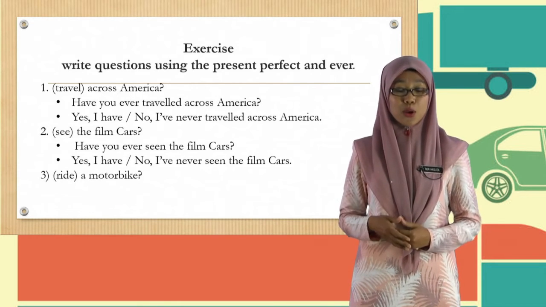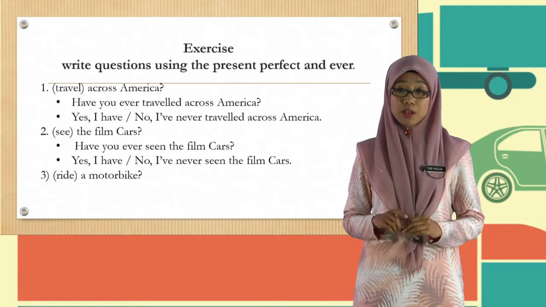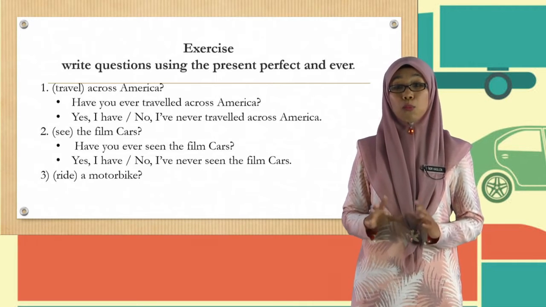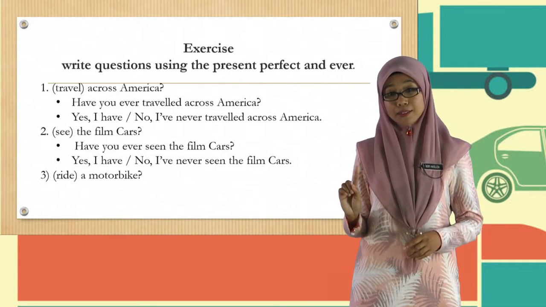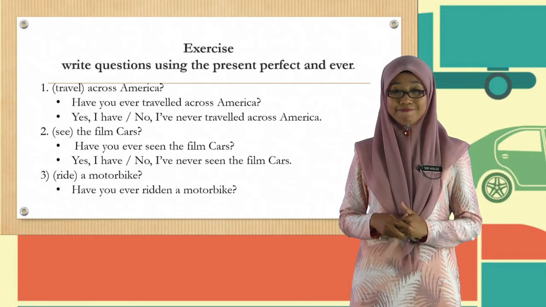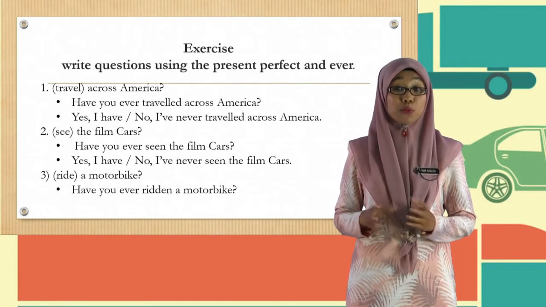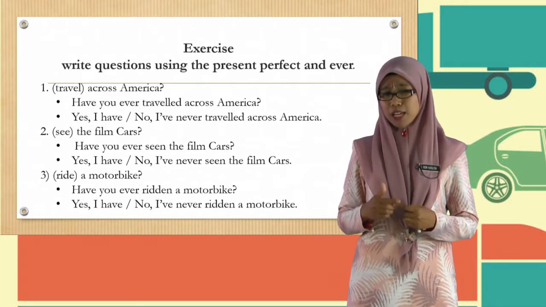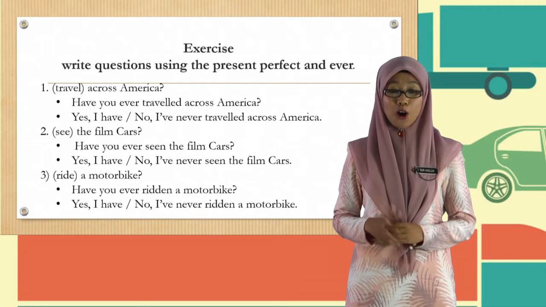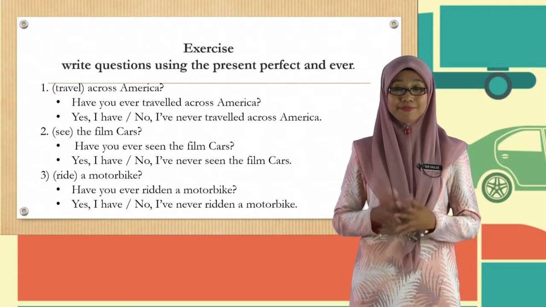Okay, next question. We have ride in brackets. It means that it is a verb that needs to be changed into past participle. A motorbike, with question mark. What is the answer for this question? Yes, awesome. The answer is, have you ever ridden a motorbike? You can respond to this question either yes, I have, or no, I've never ridden a motorbike.